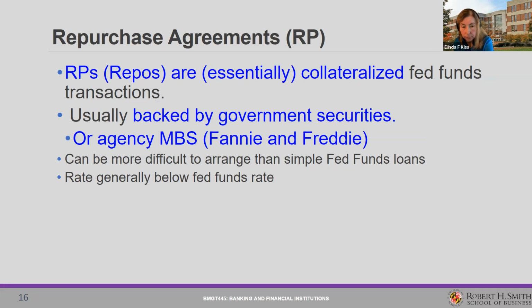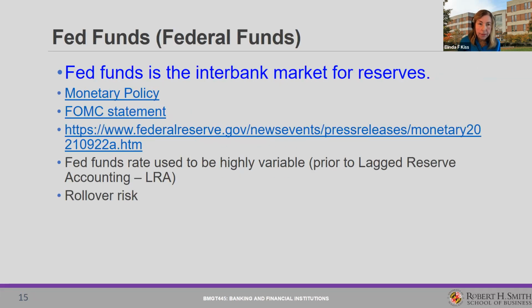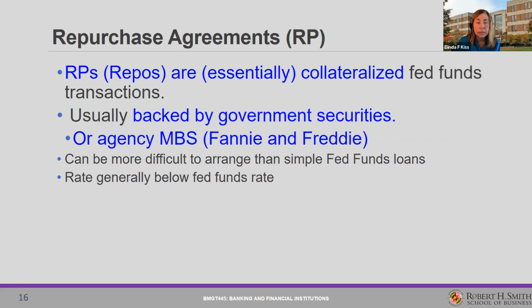And the federal funds market is that interbank market for reserves. And most Fed funds are maturities of 1 day, overnight. And I've shown you here information about the Federal Reserve. And I mentioned that the repurchase agreements are essentially collateralized Fed funds.